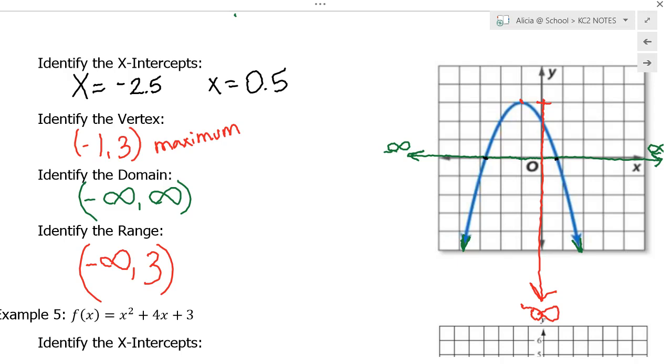All right, for the next couple of examples, you are going to use your calculator. We are going to graph some of these. So if you do not have it already, please press pause and grab your calculator.